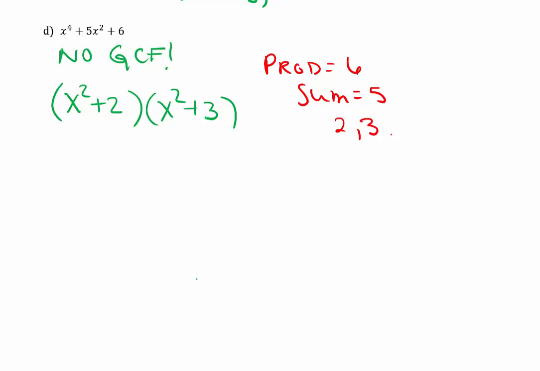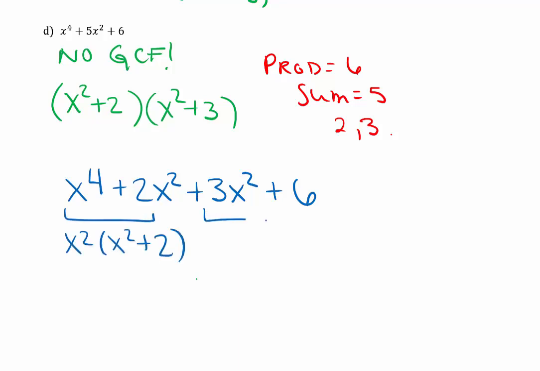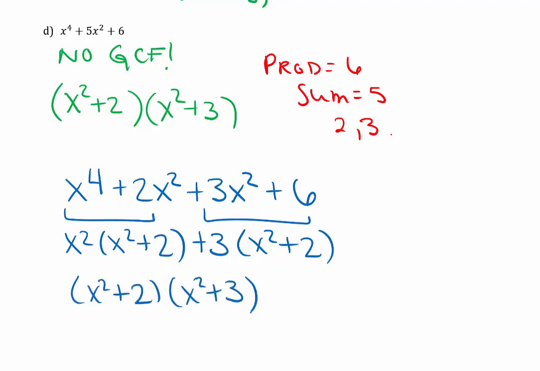Now, if you prefer, you actually could have used the AC method in this problem. I'm going to quickly show you what that would look like. You would copy down the first term, x to the 4th, and then instead of that middle term, we would use the two numbers that we found, 2 and 3, to break it up into two terms, 2x squared and 3x squared. Notice that the middle term has an x squared, so those two terms have to have x squareds. Copy down the last term. I can take an x squared out of the first two, a positive 3 out of the second two. I can then bring that x squared plus 2 out front. I'm left with x squared plus 3.